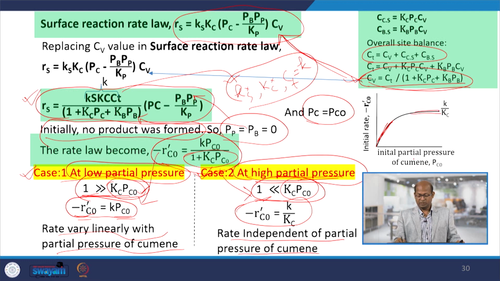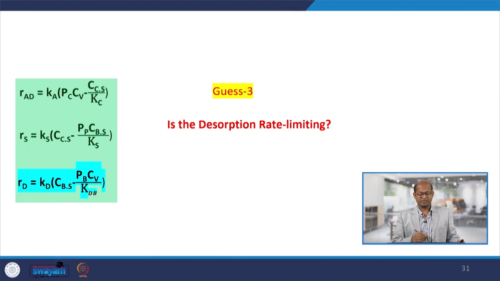So, here if we further increase the partial pressure, it does not change, it becomes a plateau. So, the rate does not change significantly with increasing high partial pressure. So, the rate equation should be like this in this case. Now, surface reaction as the rate limiting step we have considered and we have developed the rate equations.